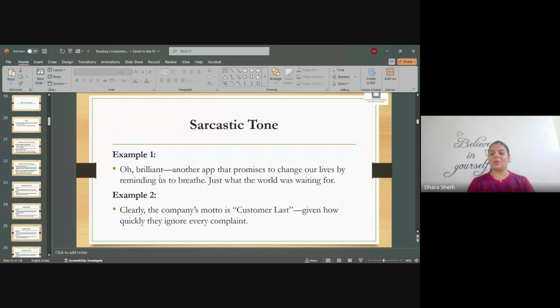Another app that promises to change our lives by reminding us to breathe. Just what the world was waiting for. Clearly, the company's motto is customer last, given how quickly they ignore every complaint. So this is a sarcasm or taunt on the motto that is usually there, that customer first. So this is sarcastic tone.